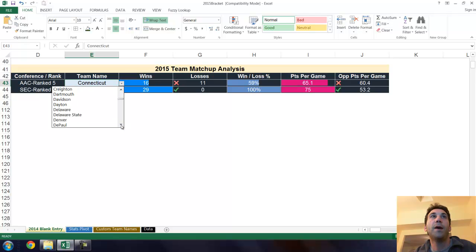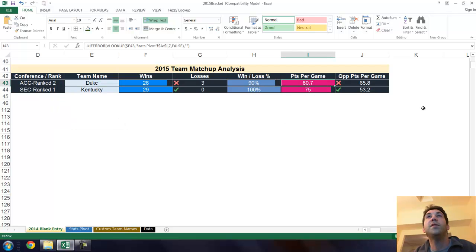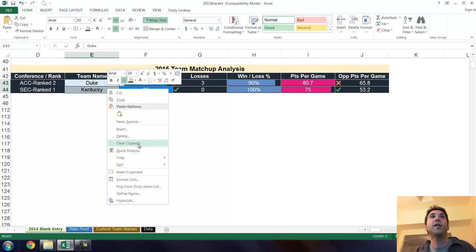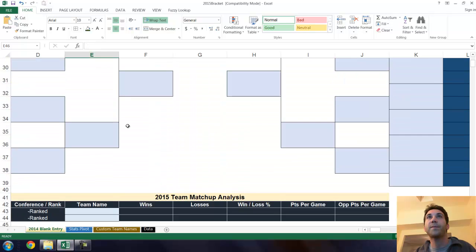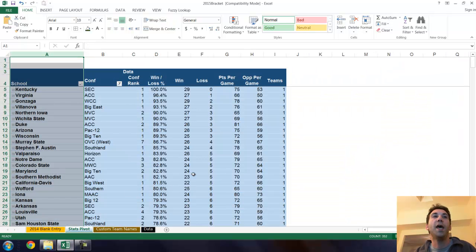How about, I'm going to find Duke. So here's a Duke-Kentucky game, right? See how close they are? Look at that. Duke does have 5 more points per game. They let more in, but they score more. So there's a lot of things to look at, and it's a fun little addition. If you change any of these two cells right here and pick any teams there, you're going to get some information. And I also have this stats pivot, which shows all teams.